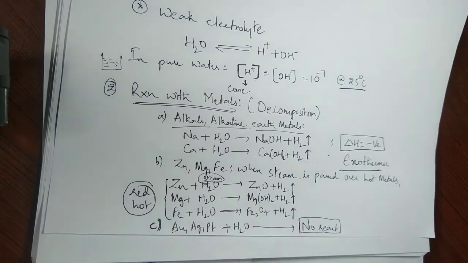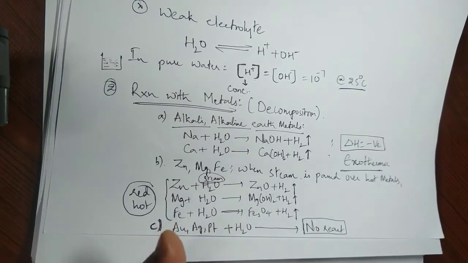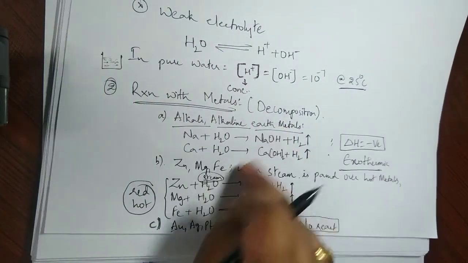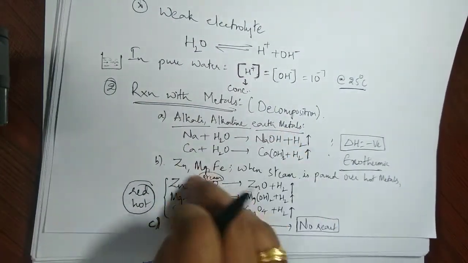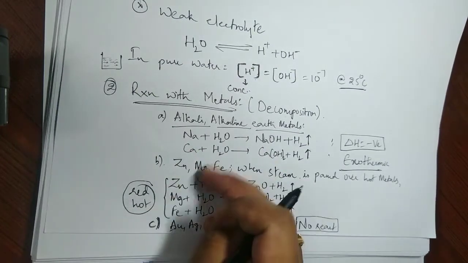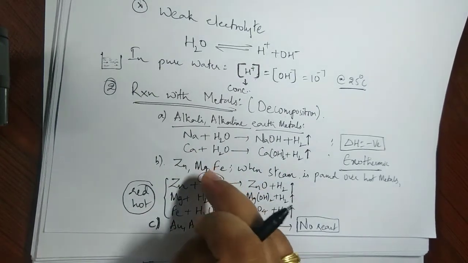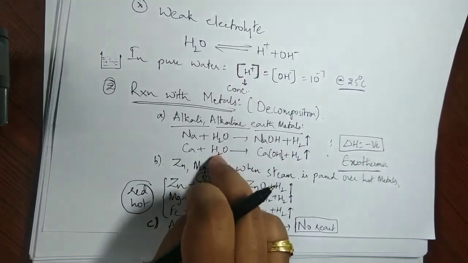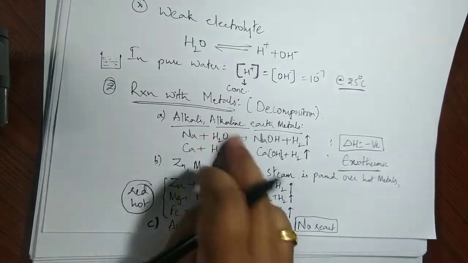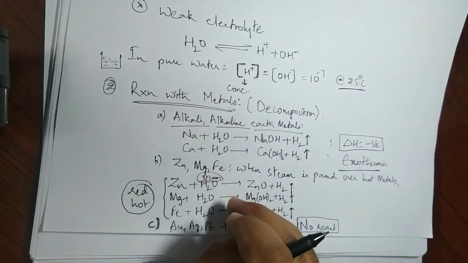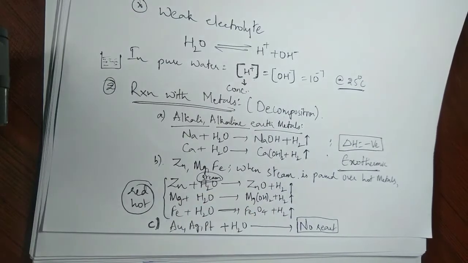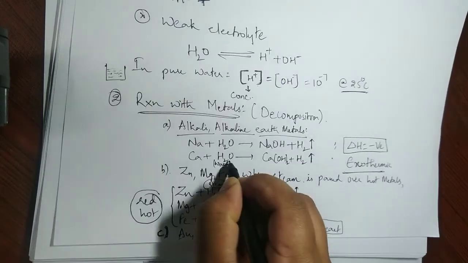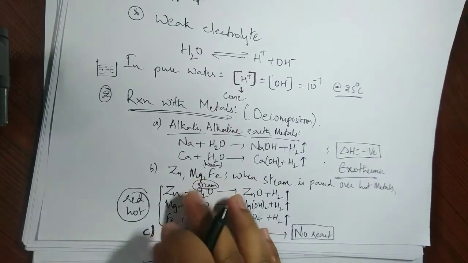Alright, so on the whole, I have divided them into 3 categories so that the study can be easy and simple. Alkali, alkaline earth metals, and in the alkaline earth metals itself, magnesium should be coming, but I have taken magnesium in separately, because we generally treat magnesium with steam. Calcium also reacts with warm water. In some books it is warm water, in some books it is hot water.